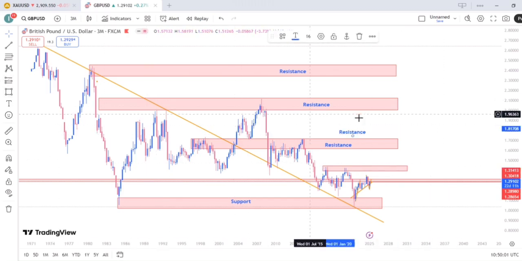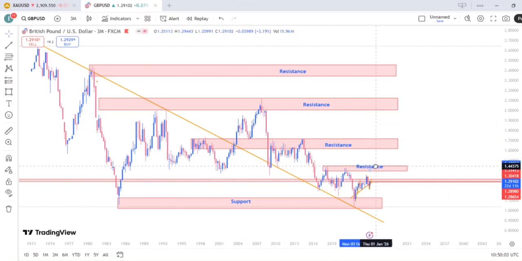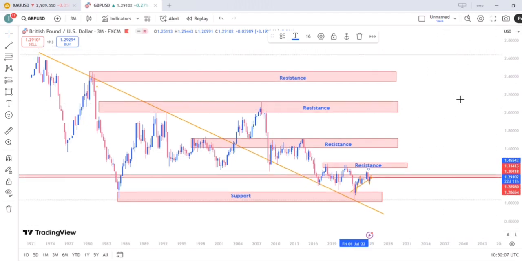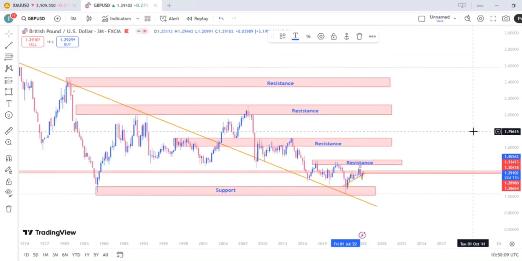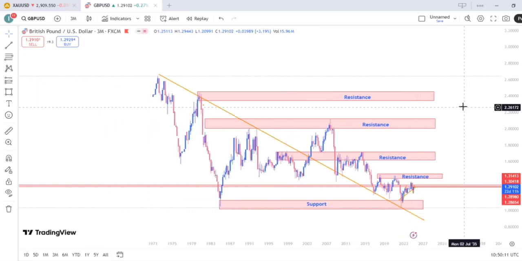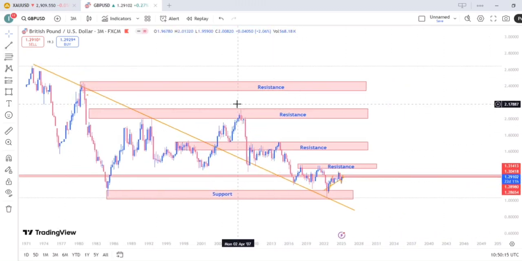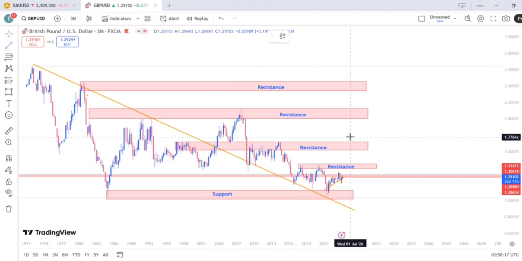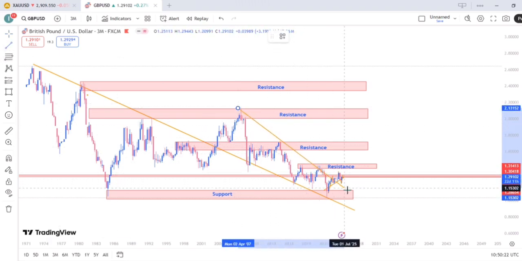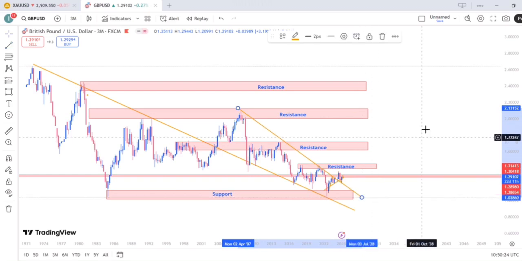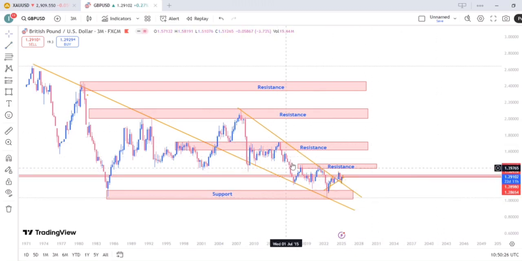Okay, now we have a resistance level here. Now that we have mapped out our resistance and support levels, we also want to look at this. We have a trend also going on here, and when we connect this, what we have here is a falling wedge pattern.